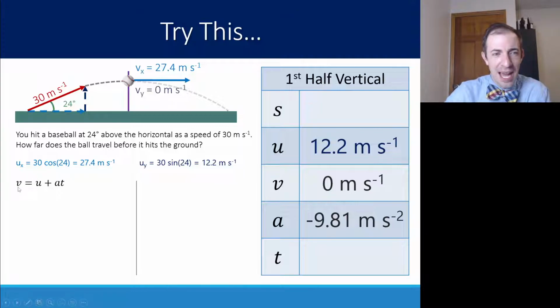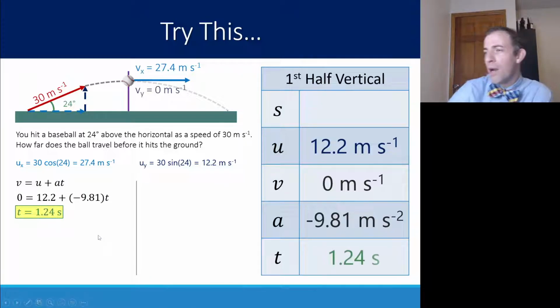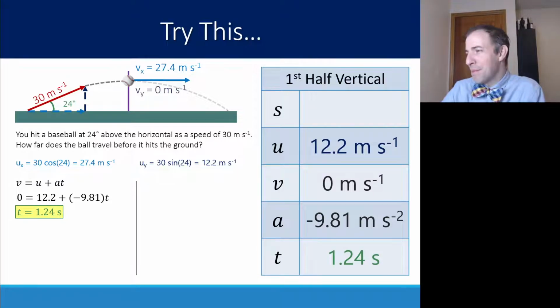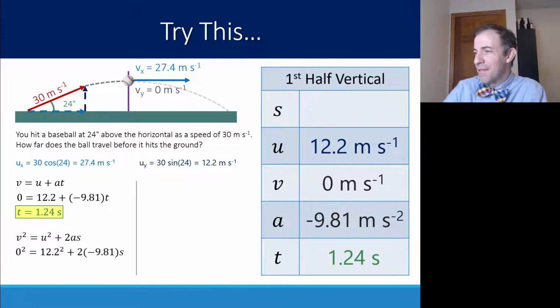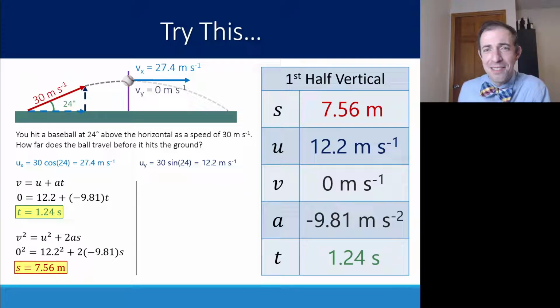If I wanted to find the time, v is equal to u plus at. So that's solving for time using everything but s. And I find that the time is 1.24 seconds. I don't really need it for this problem, but I'm going to find it anyway. Here's how I can find the displacement. That's 7.56 meters. So if the problem asked, how high does it go? This vertical SUVAT is going to help you do that. 7.56 meters is the total height of that journey.